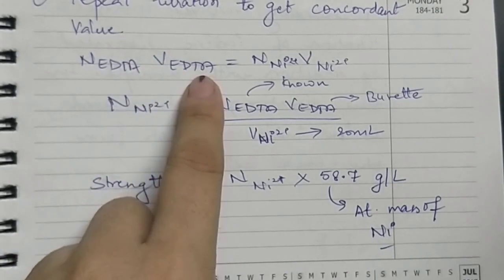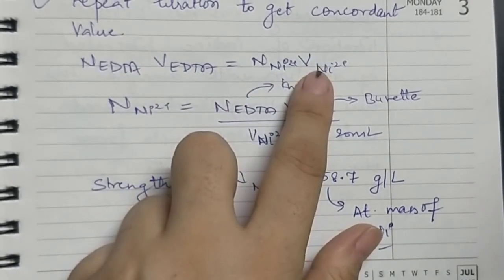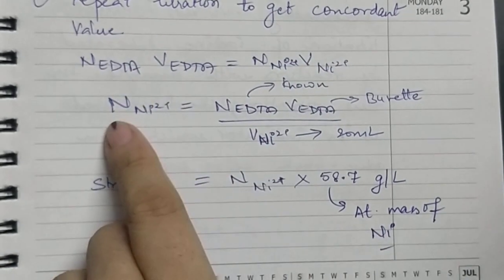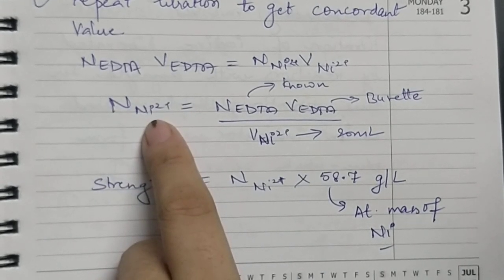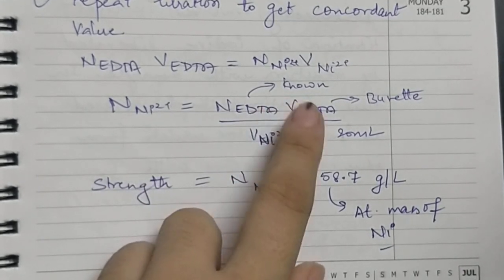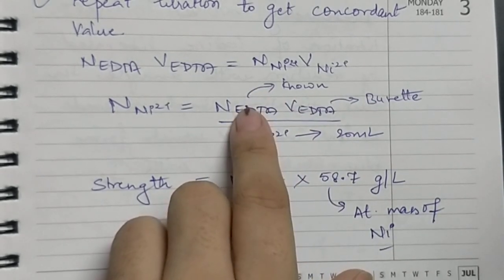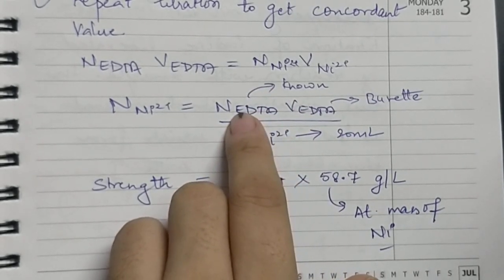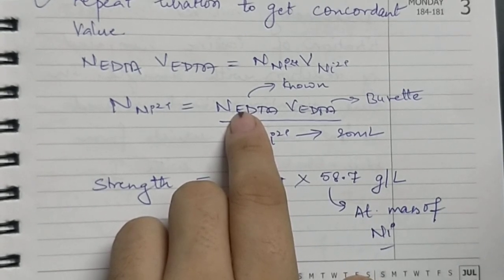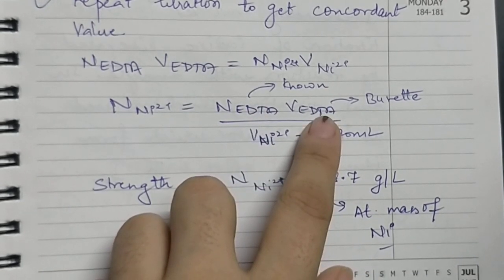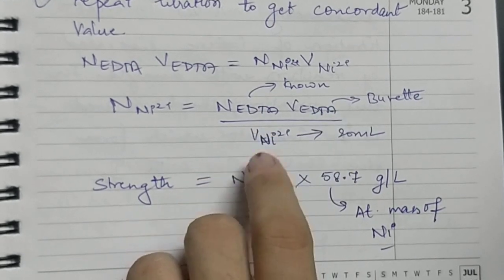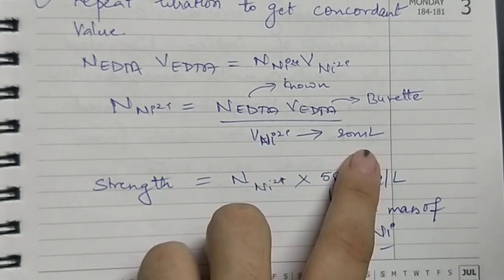Normality of EDTA into volume of EDTA equals normality of nickel into volume of nickel. You want to know the normality of the nickel solution, so it will be equal to normality of EDTA into volume of EDTA divided by volume of nickel solution. This normality is calculated by standardization of EDTA with MgSO4. This volume you can see from the burette, how much EDTA is consumed. The volume of nickel solution you have used is 20 ml.